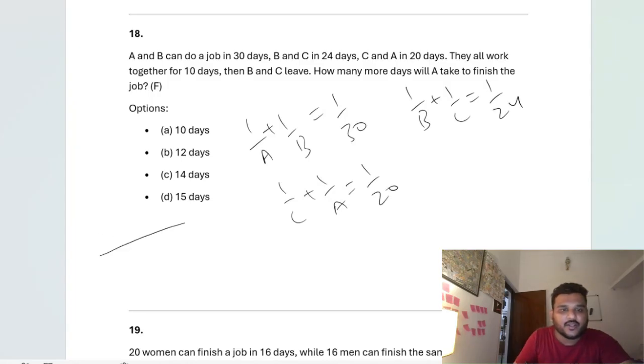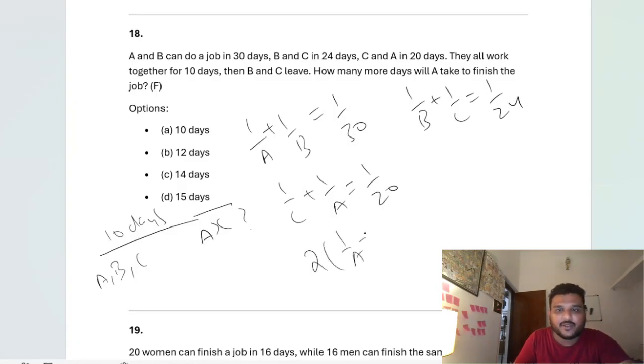If they work together for 10 days and then B and C leave, so only A is doing. How long will it take to finish the job? It becomes calculation heavy, so do it in a certain way. Add all the three equations. So twice of 1 by A plus 1 by B plus 1 by C becomes 1 by 30, 1 by 20, 1 by 24.